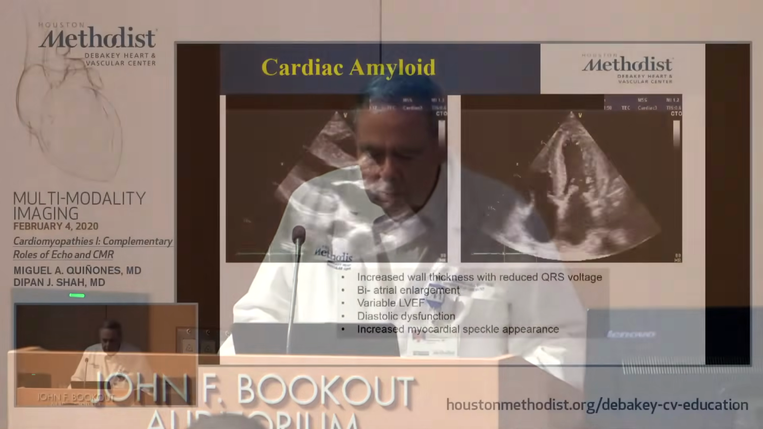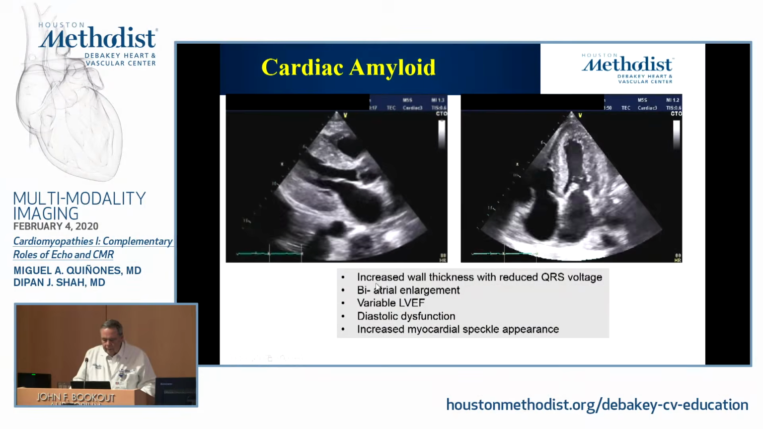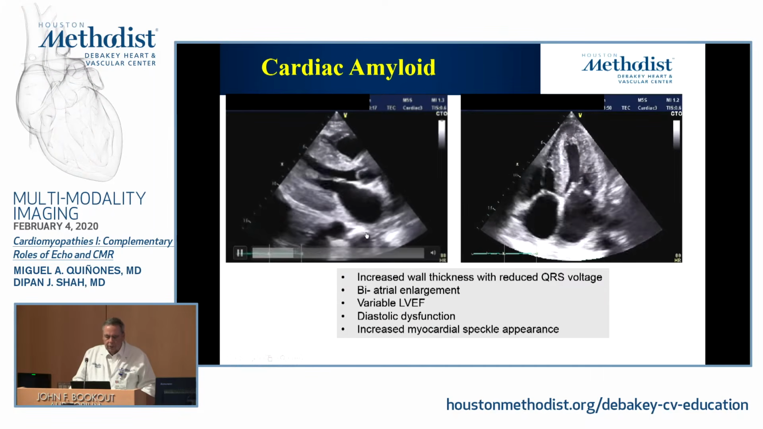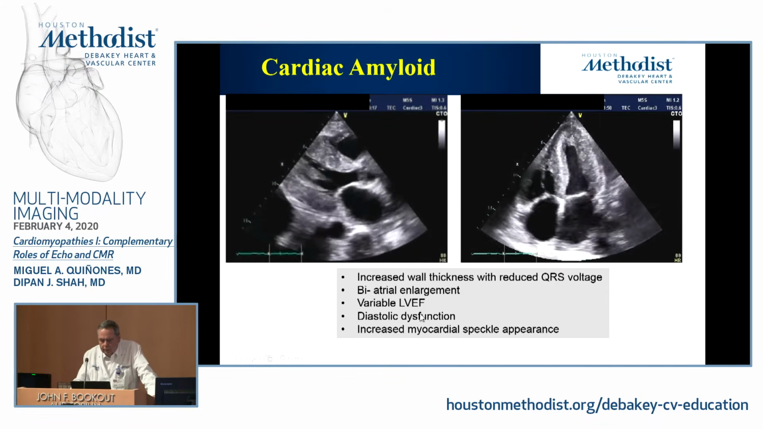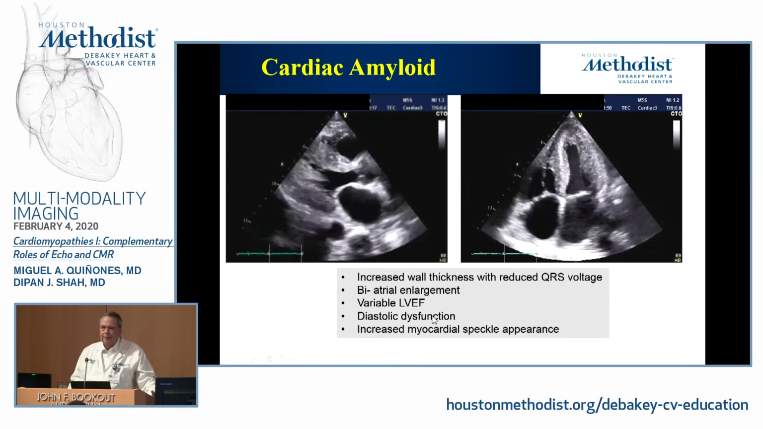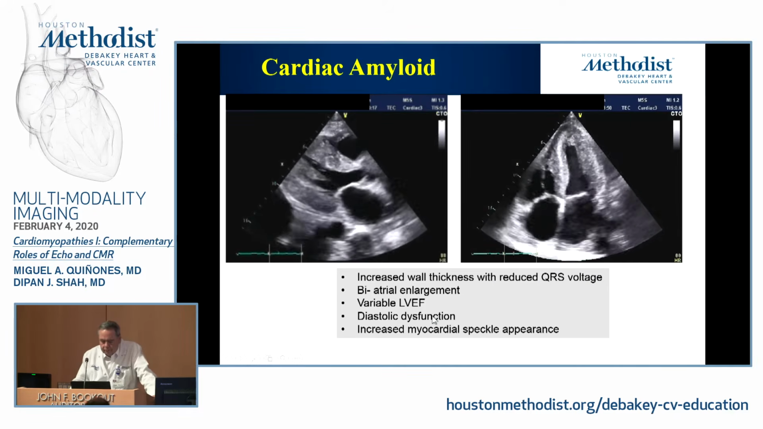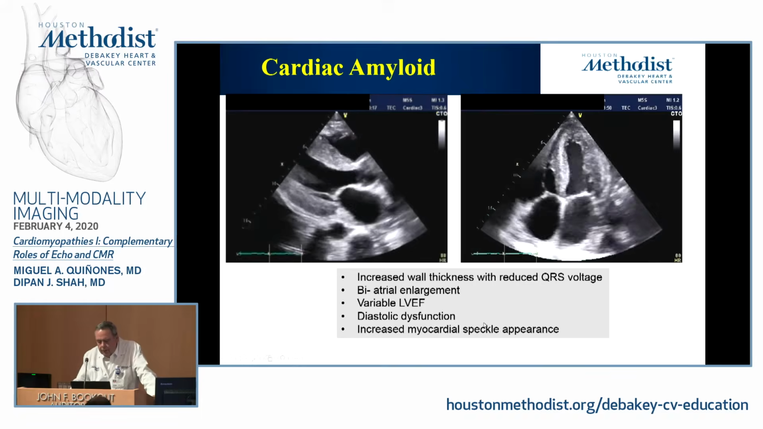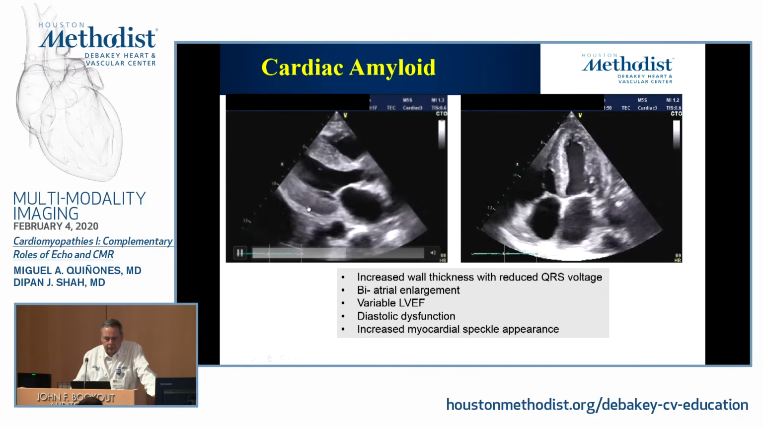The small cavity, increased wall thickness that looks like concentric LVH. Frequently, they also have biatrial enlargement. EF could be all over the place, normal, even hyperdynamic, or abnormal, depending on the severity of the disease. They always have diastolic dysfunction, at the very least, grade 1. Increased myocardial speckle appearance is really not that helpful. It's probably the weakest of all the criteria.